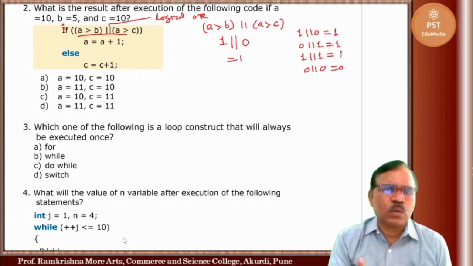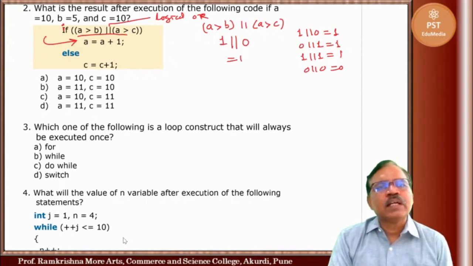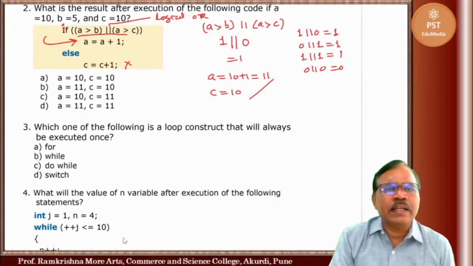So the condition is true, this statement is executed and this is ignored. So A equal to A plus 1. So A equal to 10 plus 1, that is 11 is assigned to A, and C will not change. So C will remain 10. So it is 11 and 10. So here this second one is true.